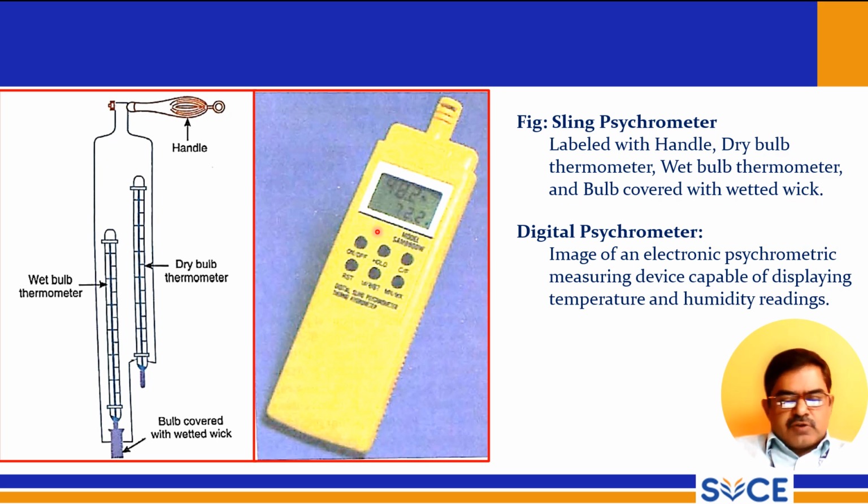There are digital psychrometers also available. This is digital, and this is an analog psychrometer. Here is an image of an electronic psychrometer, a measuring device capable of displaying temperature and humidity readings. It can show both humidity as well as temperature, and it is used for both WBT and DBT.